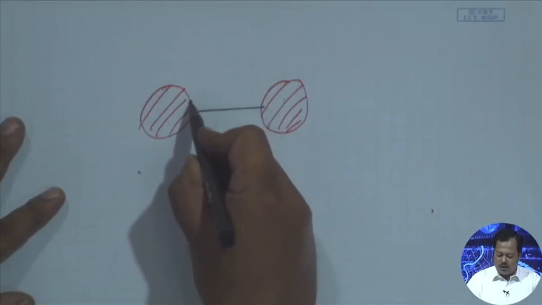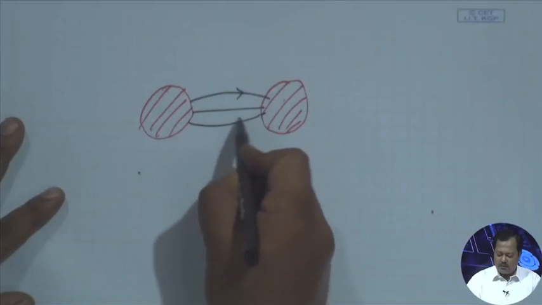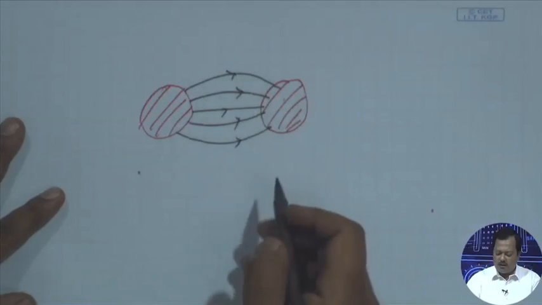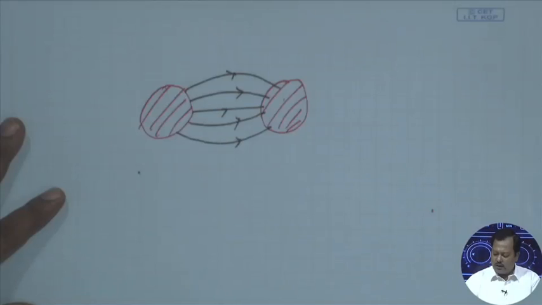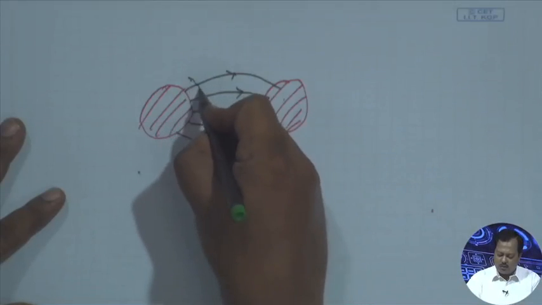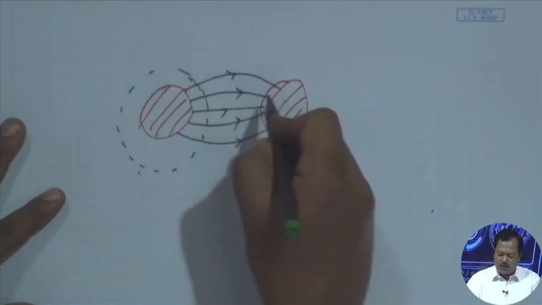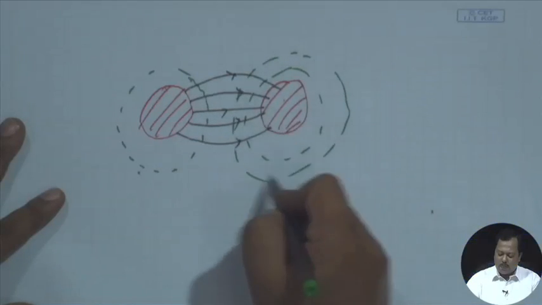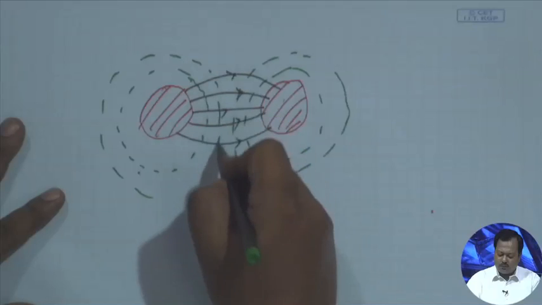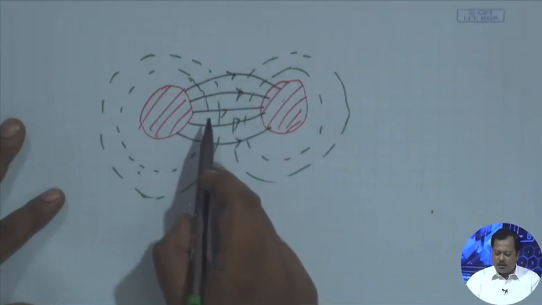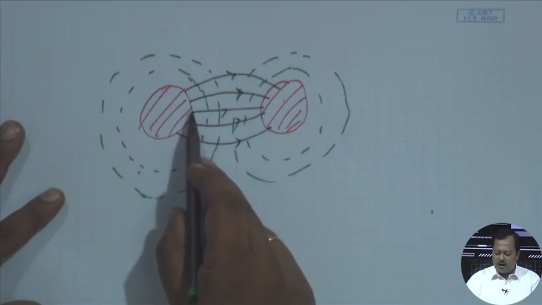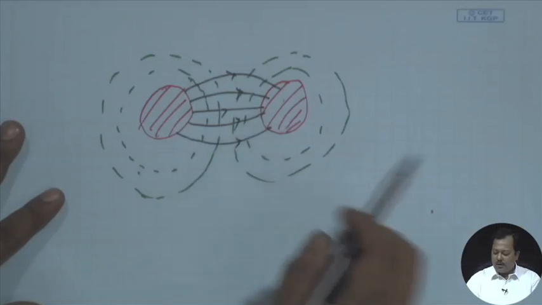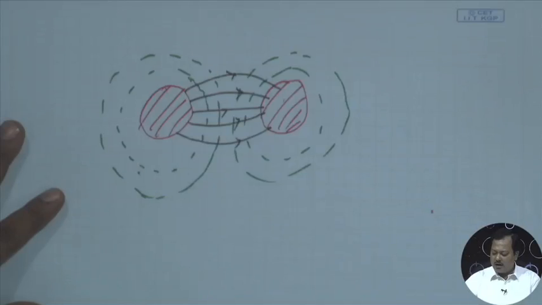So, if I draw the electric field components, these are the electric field lines, and the magnetic field lines will be perpendicular to them and will encircle the conductor. This red part shows the conductor, it can be of any shape. So, we see that the electric field starts from a conductor and terminates in another conductor, and how do we calculate the potential difference between these two?